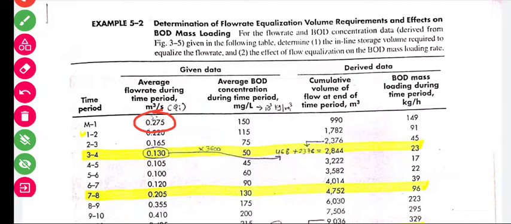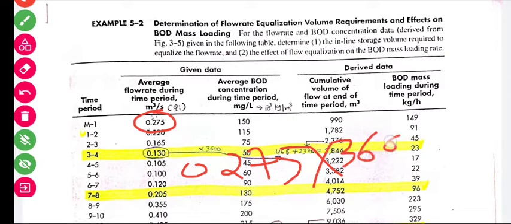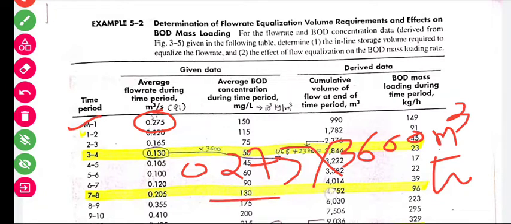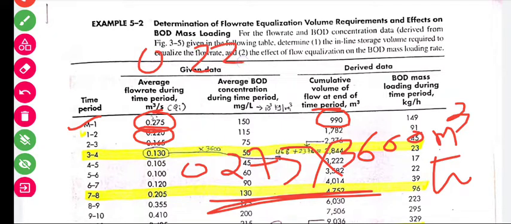So if you convert into meter cube per hour, how will you convert? 0.275 into 3600 meter cube per hour, or you can write only meter cube because this is 1 hour. So this much meter cube is the volume. If you just do the calculation, you will get 990. Similarly, you do for the second, 0.220 into 3600.